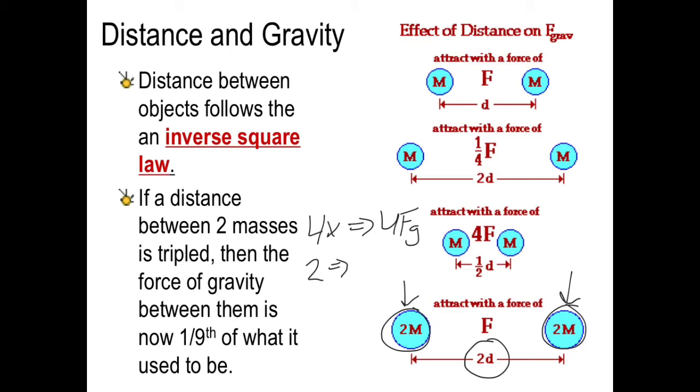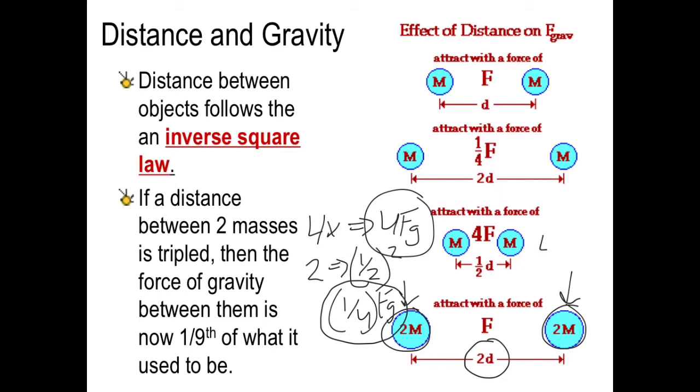So the distance was doubled, but when we look at distance, since it's further away, gravity is going to go down. So doubling the distance, let's do the inverse square law here. 1/2 is the inverse of 2, and squared is 1/4. All right? So now, because of the masses, gravity is 4 times greater. But because of the distances, the force of gravity is 1/4 of what it used to be.